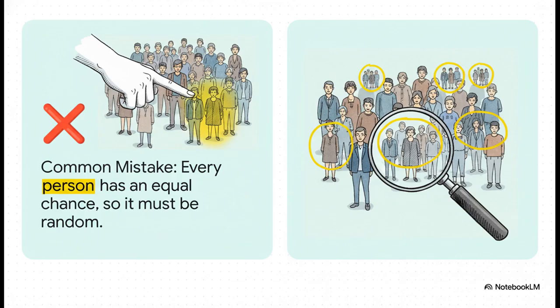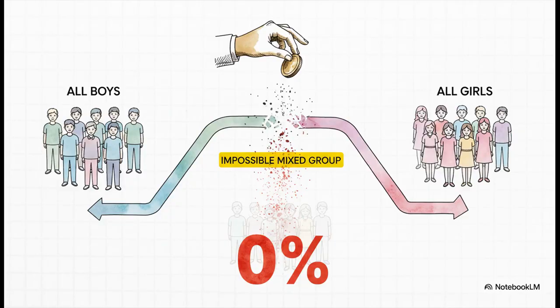And this is so cool because it shows where our brains get it wrong. We focus on the individual person. We think, hey, every kid had a fair shot, but statistical reality cares about something else entirely. It's not about every person having an equal chance. It's about every possible group having an equal chance. And this is where it all falls apart.